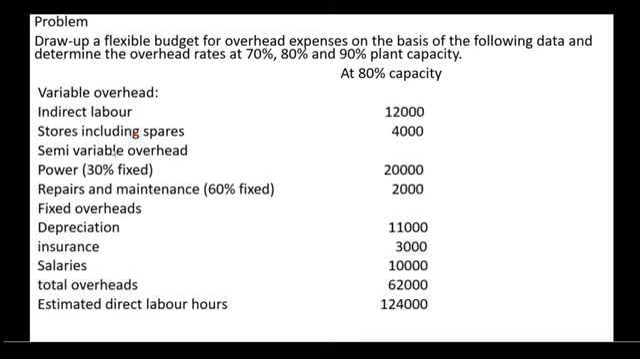And then semi variable overhead. Under this, the power 30% fixed. The power amount rupees 20,000. So in this 20,000, the 30% are fixed.